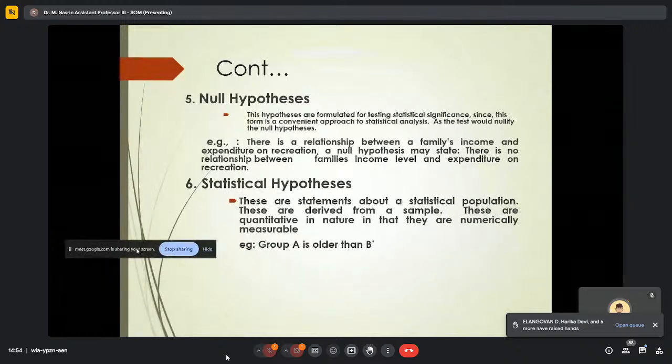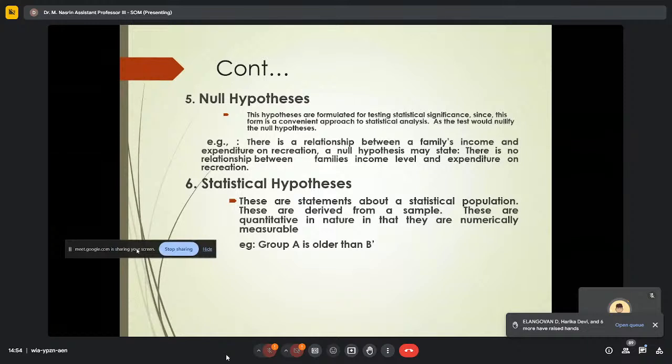Suppose, for example, when I say there is a relationship between family income and expenditure on recreation, then it is referred to as the alternative hypothesis. But the null hypothesis says there is no relationship between family income level and expenditures on recreation.